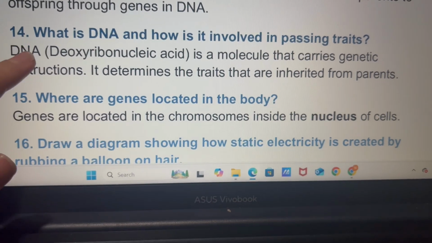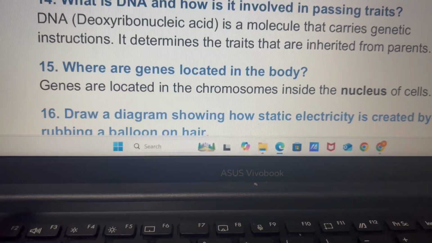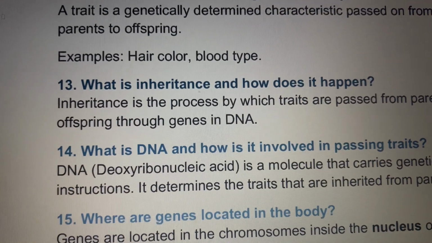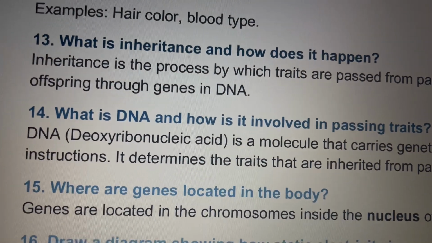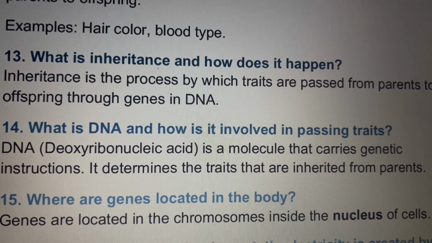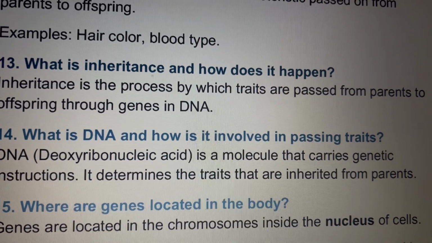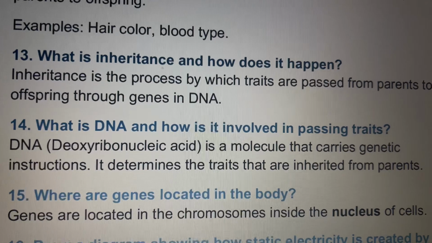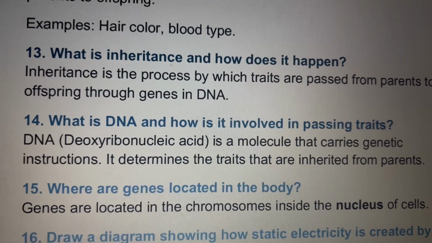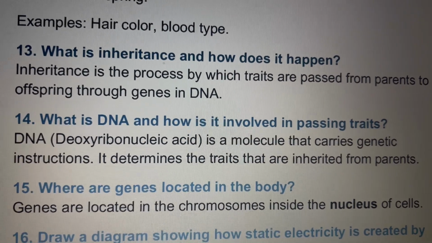What does DNA do exactly? If I take your DNA now, I can determine everything. I can know your eye color, I can know your hair color, I can know literally everything about you. I can make an image of you just because I know your DNA, because it has your genetic instructions and it determines the traits that you have. So if your DNA has the black hair color, that means you're going to be born with black hair.